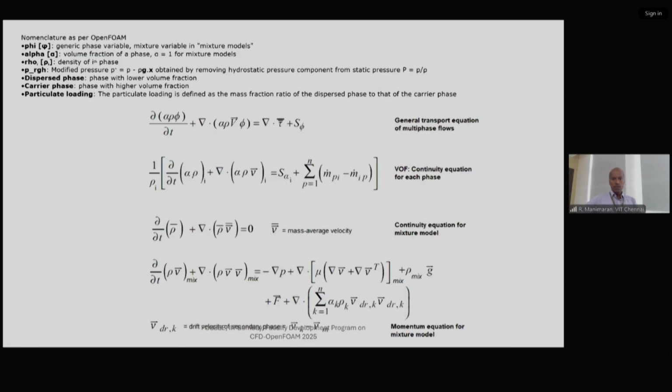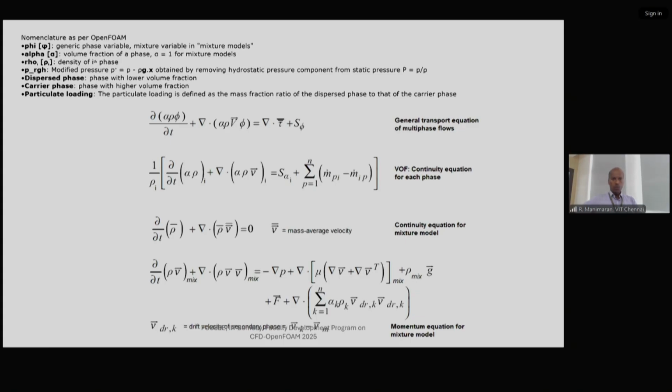I think you would have seen some equations already in yesterday's presentation. Typically, for the transport equation of a multiphase flow, we have to see the nomenclature first. Phi stands for the general phase variable, or the mixture variable in mixture models, and alpha is the volume fraction of the phase. This is 1 for liquid and 0 for air, and so on. Next, we have density rho, then p_rgh, which is calculated as p minus rho g dot x, that is, hydrostatic pressure subtracted from static pressure.